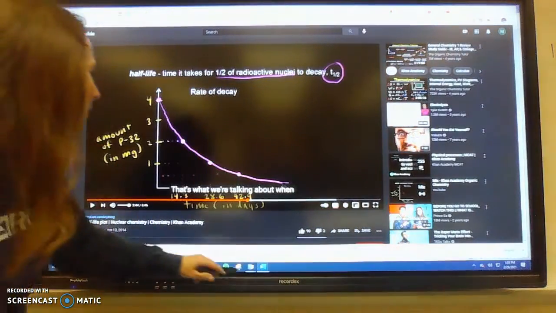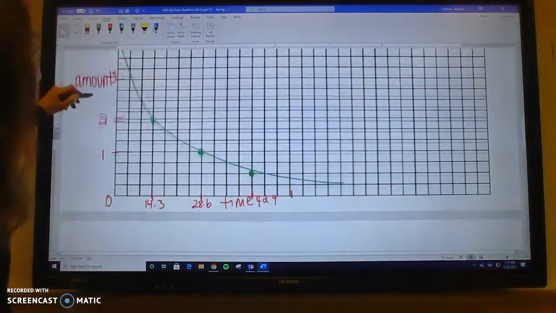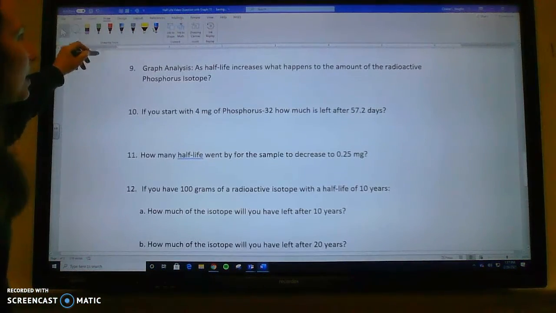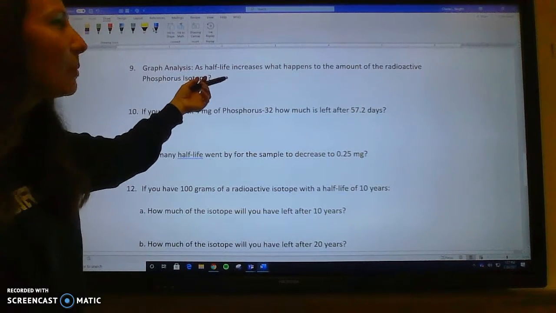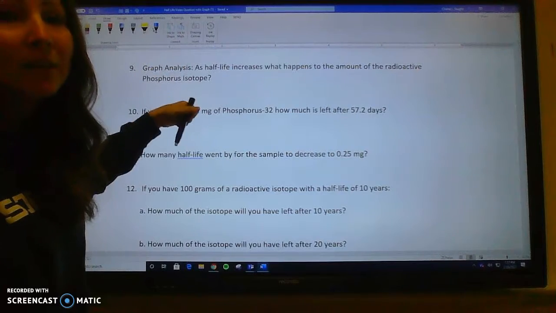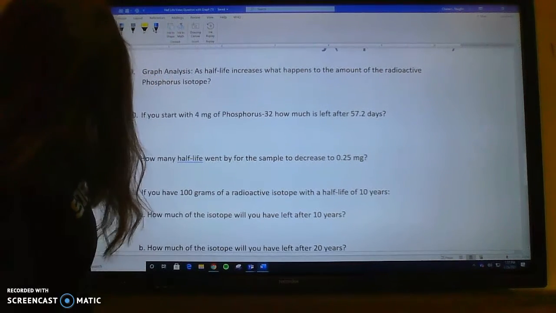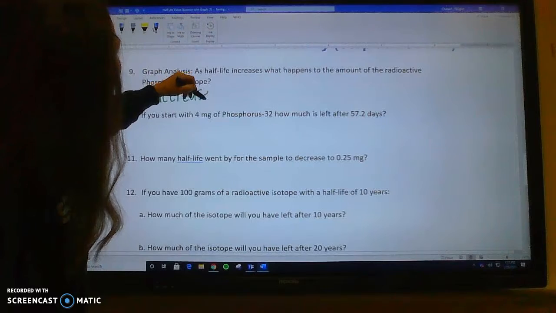What other questions do we need to answer on our sheet? Because I think there's a couple of questions we can answer before we get to the rest of the video. As half-life increases, what happens to the amount? Remember, the amount's on the y-axis. So the amount decreases. All right, so we can answer number 9.